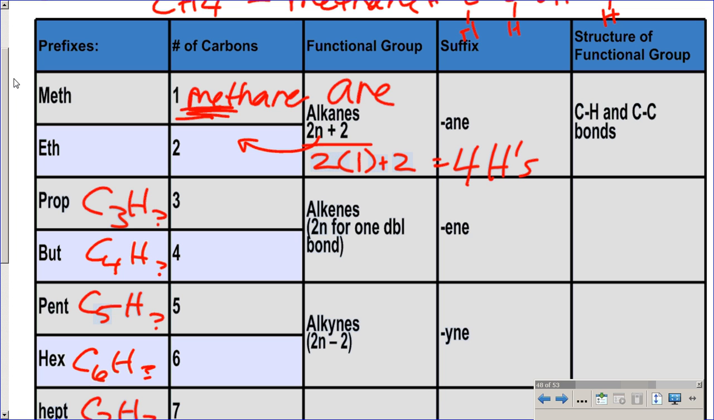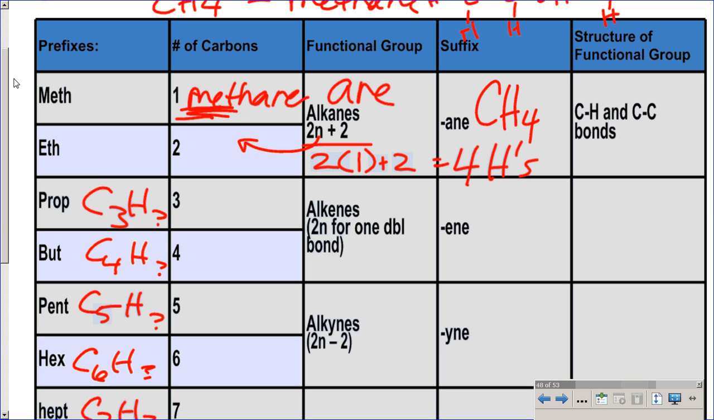What was my formula for methane? I just wrote it. CH4. So you don't have to know how this stuff bonds. You just have to be able to tell me how many H's are there. So anytime you have an ane, you just go 2N plus 2. You find whatever the carbon is, times it by 2, and then just add 2.